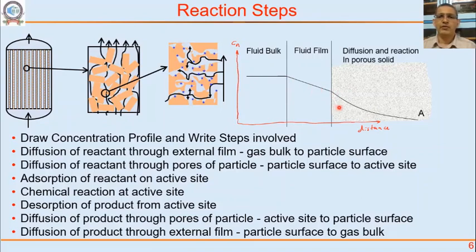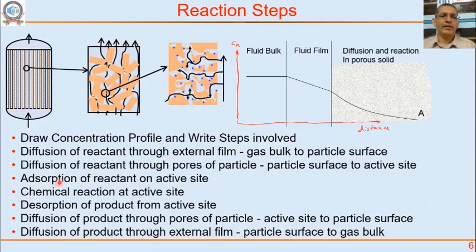Then it has to diffuse through the pores and reach the active site. Let's say silver is the active site, and ethylene and oxygen are our reactants in the gas phase. They have to come together on the active site, then only will the ethylene and oxygen react with each other. So that happens in 3 steps.